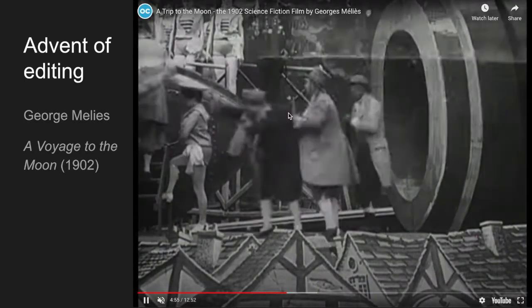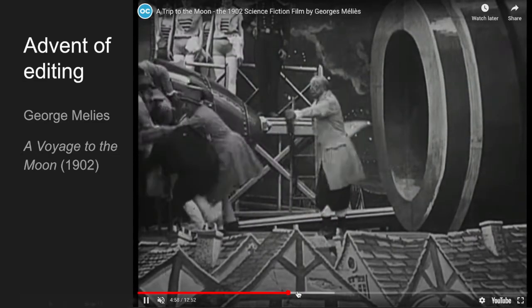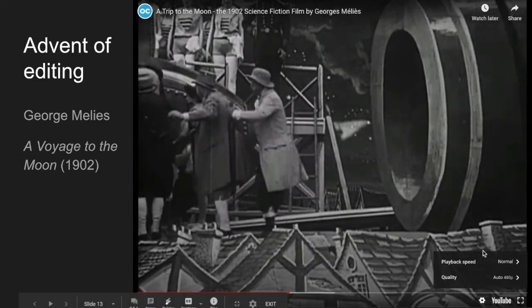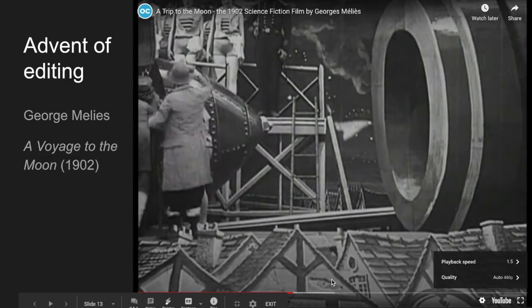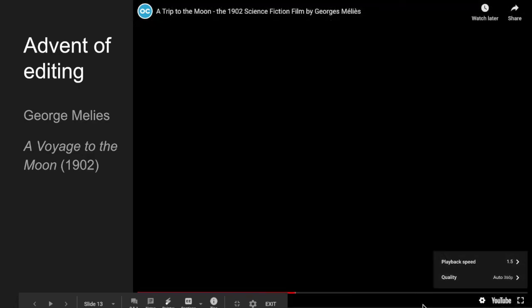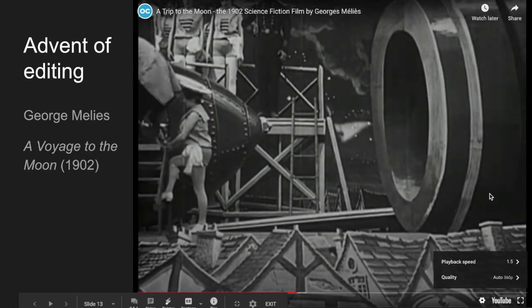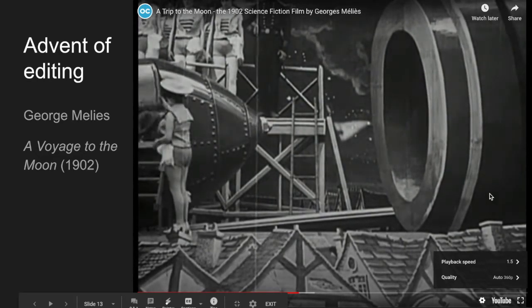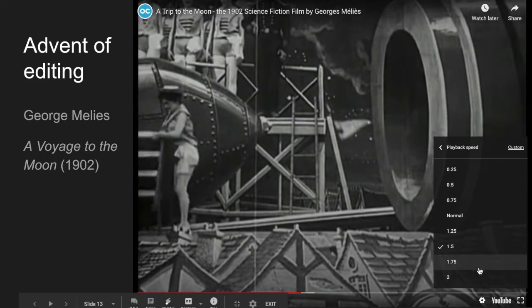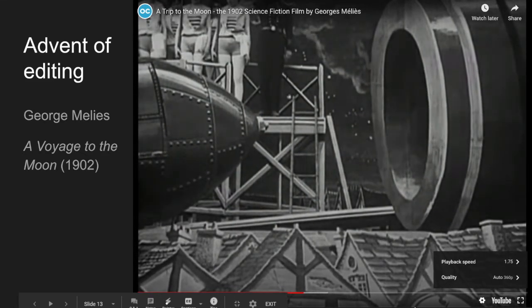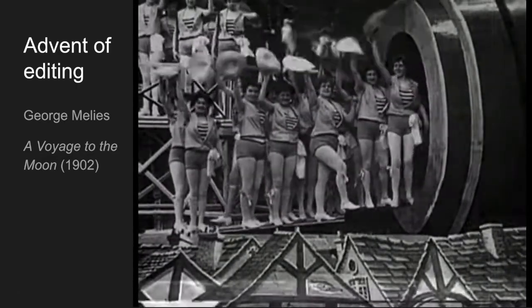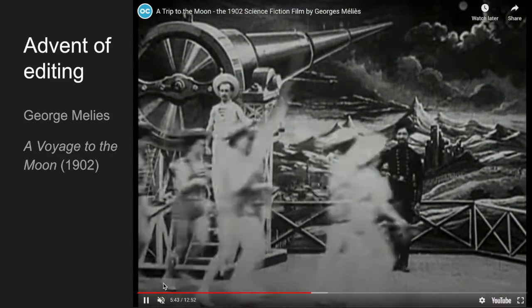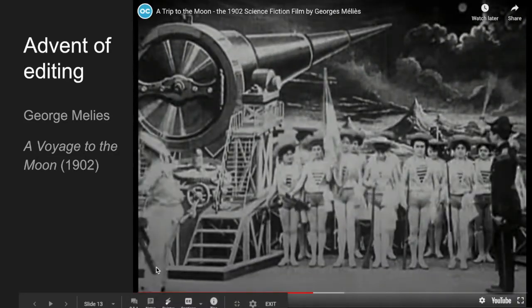So here we have the scene in which the scientists board their ship. I'm going to kind of speed this up a little bit. They board their ship, which is shaped like a bullet, and they are placed in what looks like a giant cannon. Speed this up even more. Placed in a giant cannon, like so, and then this is probably going to stop. And then this cannon will shoot them off to the moon, which you see here.